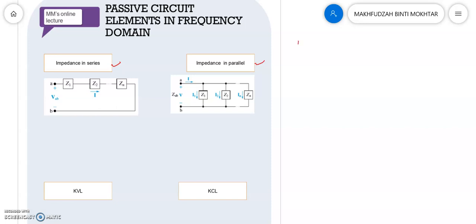If we have a resistor, the impedance is called ZR equals to R. For the inductor, we have ZL which is equal to j omega L, whereas for capacitor, we have ZC which equals to negative j over omega C.